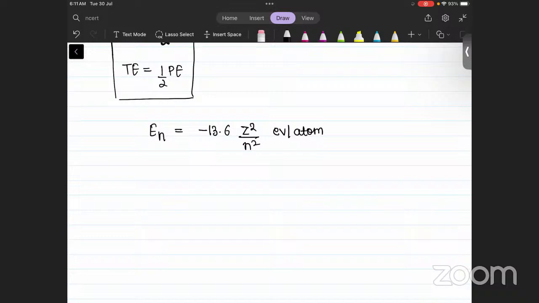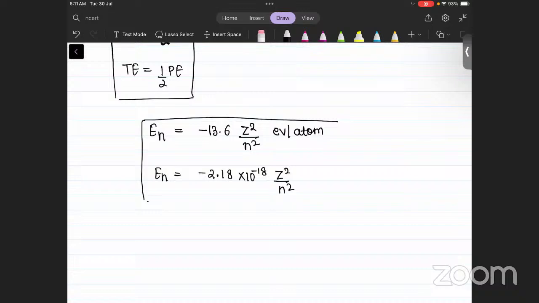So that is the formula for the energy. Let's write it in joule also, because sometimes in the exam you will be asked to find it in joule. Z square over N square.